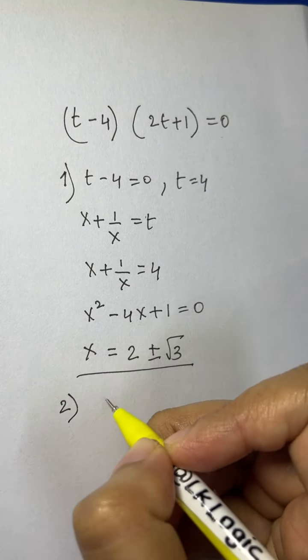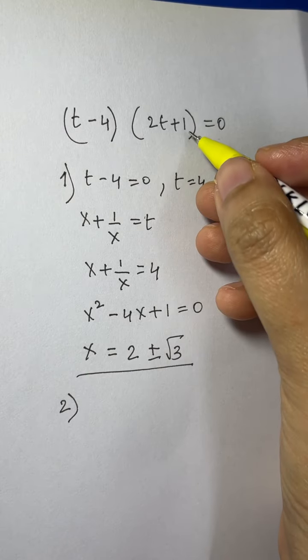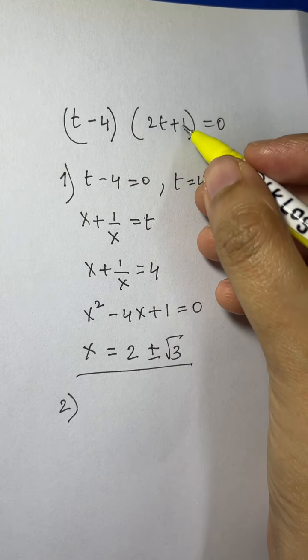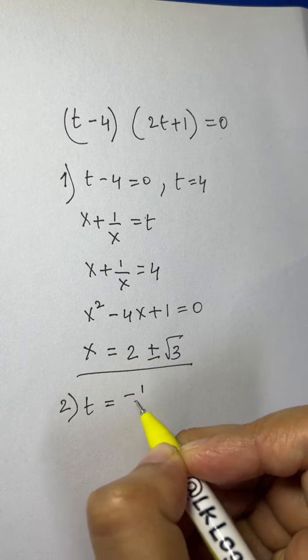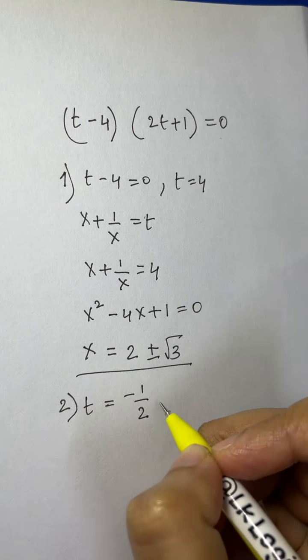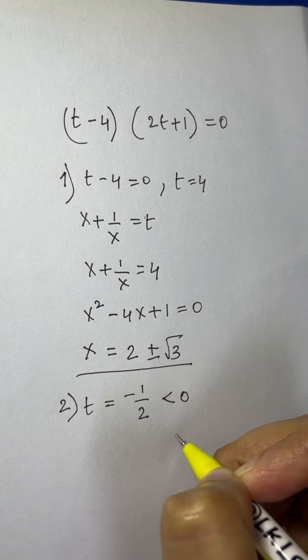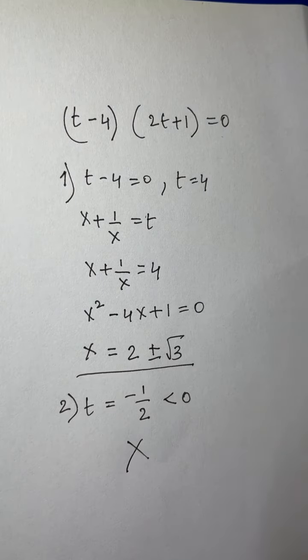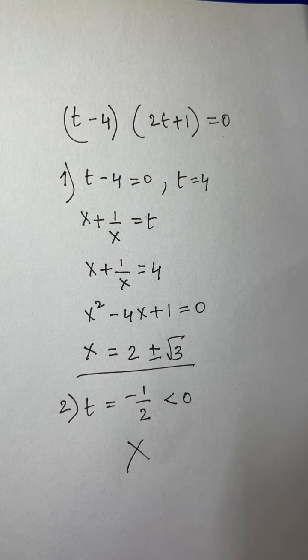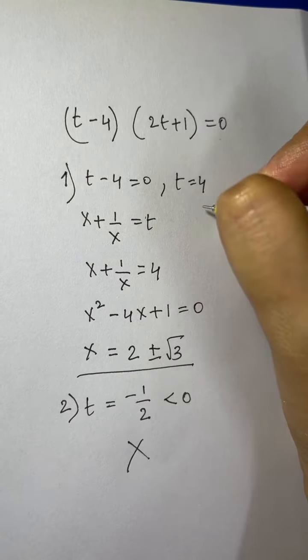Now case 2, when you have 2t plus 1 equals 0, t is equal to negative 1 divided by 2. So we need to write that t is equal to negative 1 over 2. So here it's negative, less than 0. So no real solutions. No solutions when t is negative. So this is the answer.